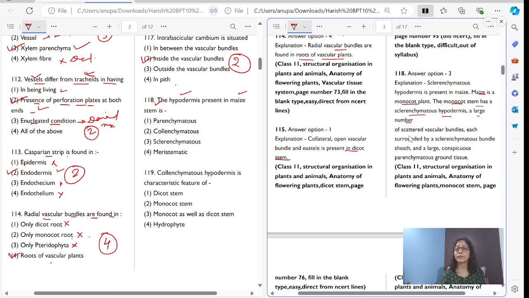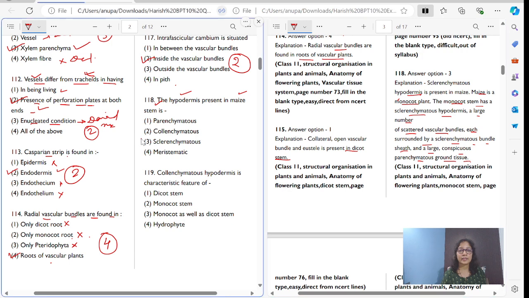A large number of scattered vascular bundles, each surrounded by sclerenchymatous bundle sheath, and a large conspicuous parenchymatous ground tissue. Hence, in the hypodermis of the maize stem, sclerenchyma is present. Sclerenchymatous hypodermis is present in maize stem. So the correct option will be option number 3.